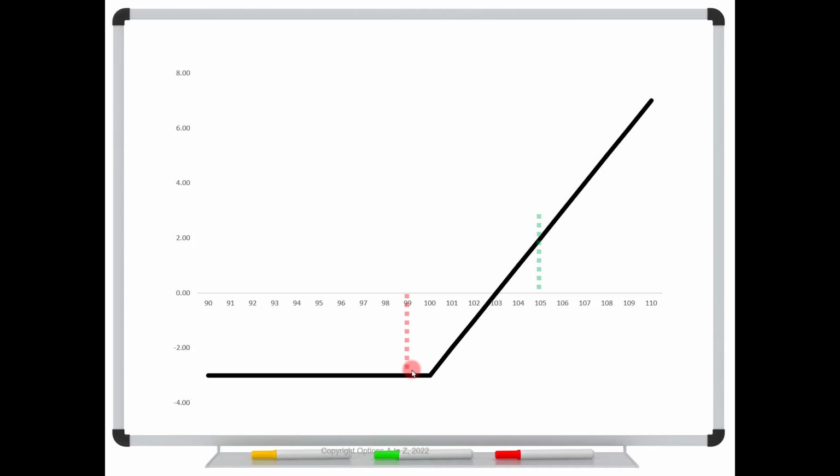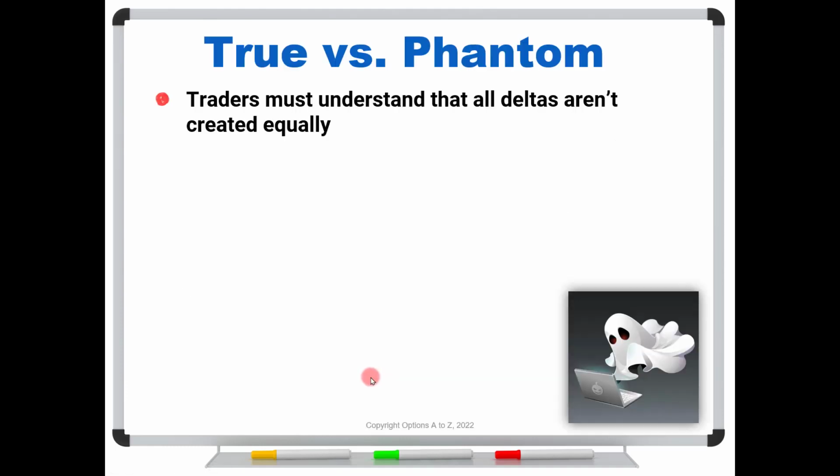So it's an important point to be aware of, whether you're just purchasing options and you want to use a long-term stock replacement, you want some true deltas in there, or if you're trying to hedge a position and you want to be sure that you maintain some level of deltas, you have to understand the difference between the true versus the phantom deltas. So as a recap, traders must understand that all deltas aren't created equally. Just because you see two options that have a delta of 70, as we saw in this example, doesn't mean that they are going to behave the same over time.